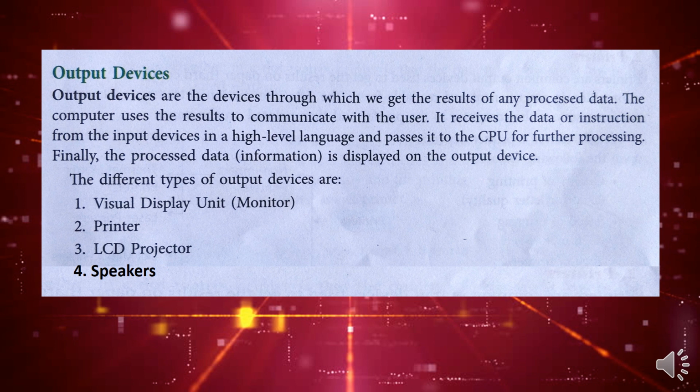Output devices. These are the devices through which we get the results of any processed data. The computer uses the result to communicate with the user. It receives the data or instruction from the input devices in a high level language and passes it to the CPU for further processing. Finally, the processed data, which is also called information, is displayed on the output device.